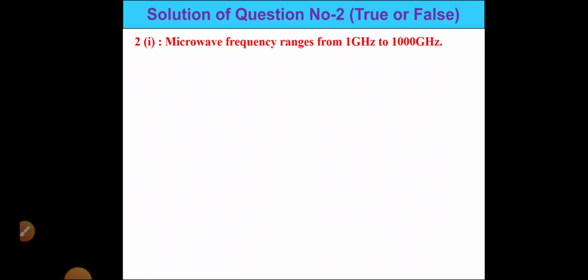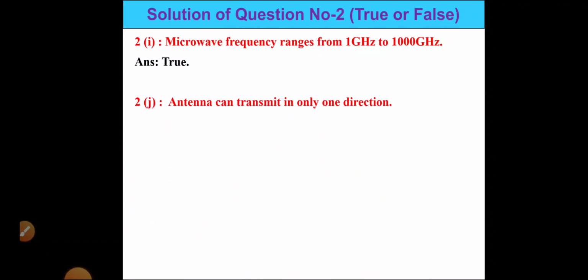Microwave frequency ranges from 1 GHz to 1 kHz. Microwave frequency is how much? 1 GHz to 1000 GHz. So this statement is true.